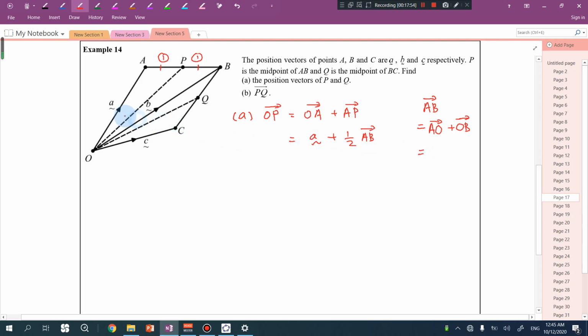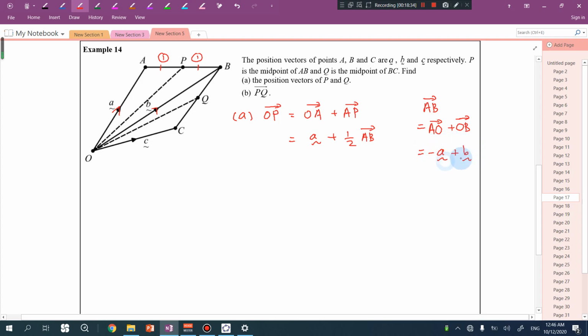Now we have to look carefully at the arrow. This is OA, pointing this way, from O to A, but now we are looking for AO, the opposite way. So how do we write the vector? We copy the same thing, a, but this is the opposite direction, so we need to add a negative. Then plus OB. OB will be no problem because it is the same direction, O to B. The given vector is also from O to B, right? So it will be minus a plus b.